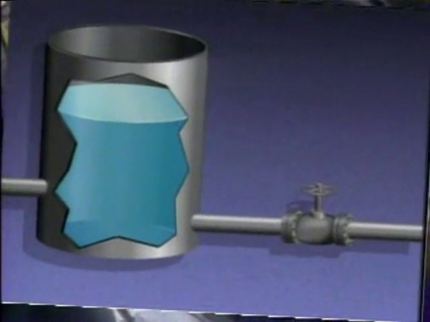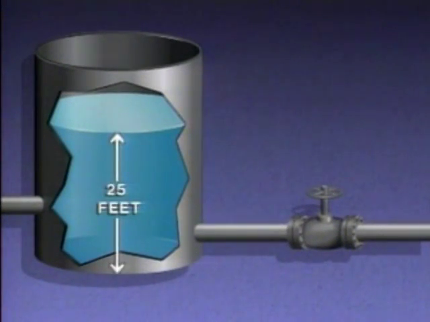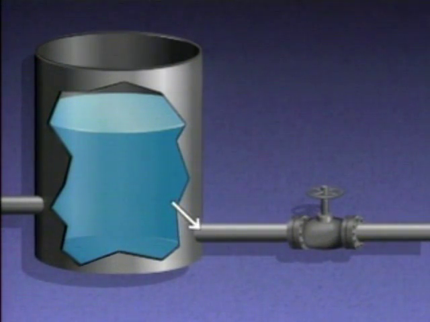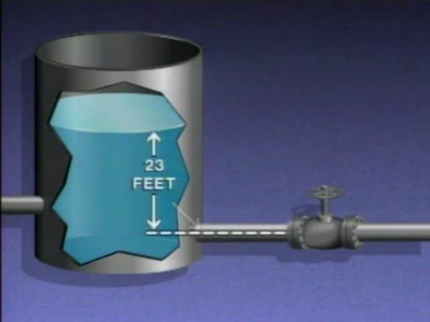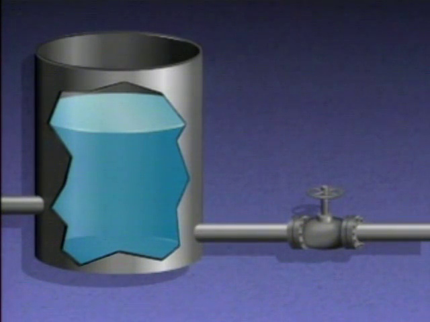For example, in an open tank like this one, if the liquid level is 25 feet high, then there is 25 feet of head at the base of the tank. However, the amount of head at this pipe is different. The pipe is 2 feet above the base of the tank, so the amount of head at the pipe is only 23 feet. The head caused by a non-moving liquid as a result of its height is called static head.